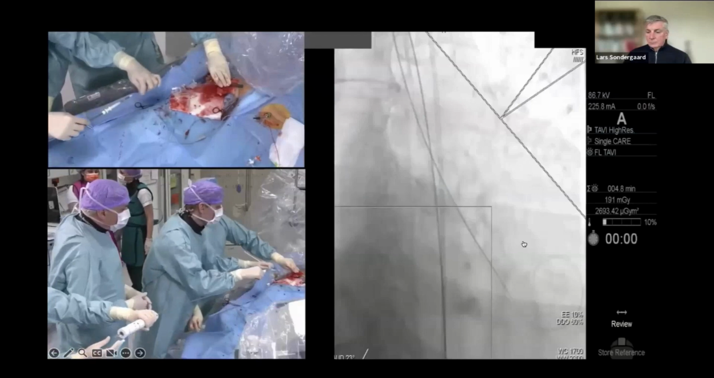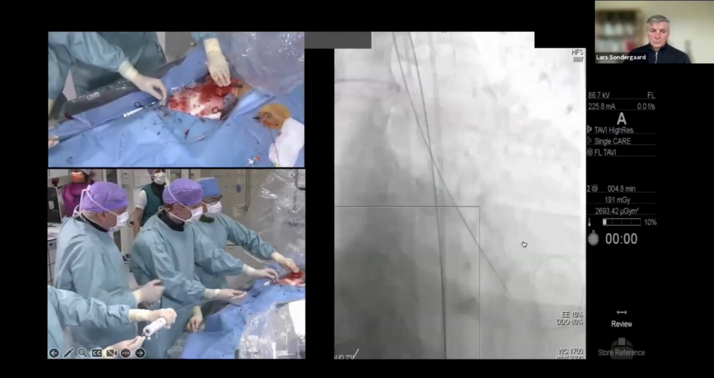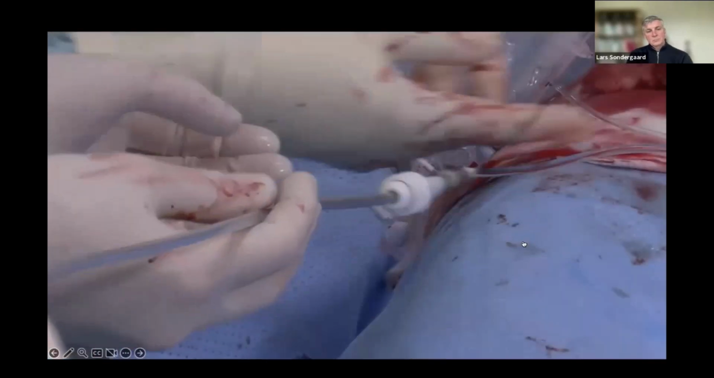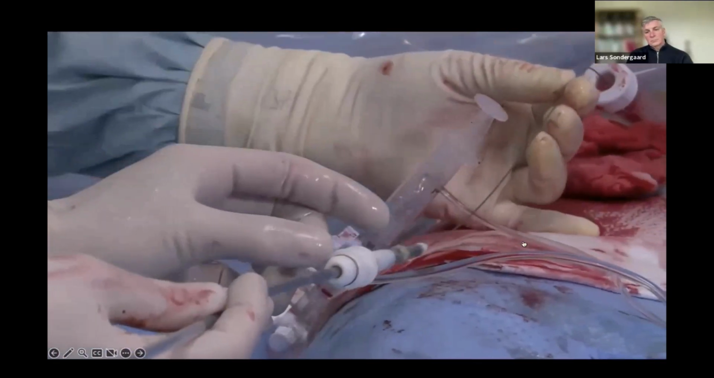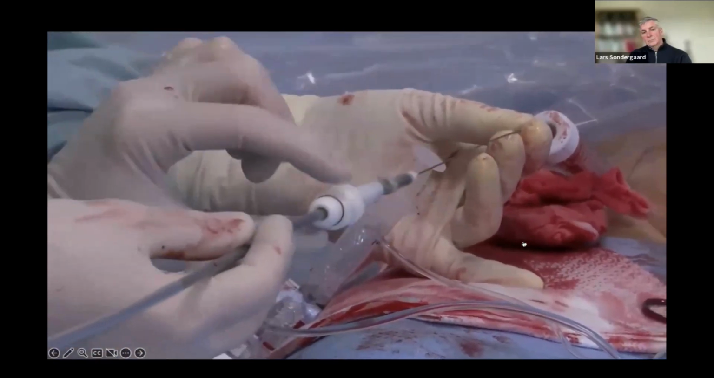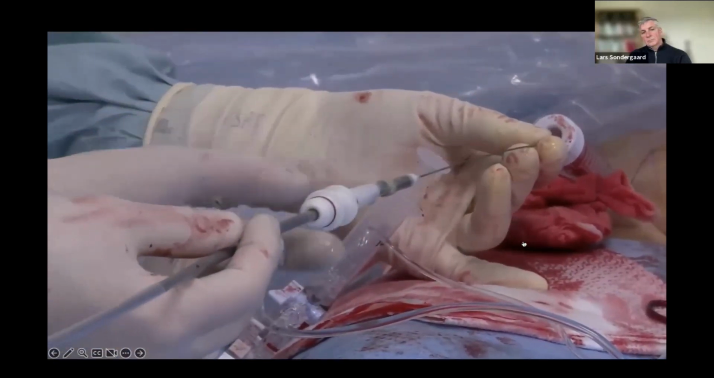So Ole, before you introduce it, maybe we can just ask Martin to zoom in on the tip of the delivery system, and you can explain what we actually see here. This is the small loader. The valve is in here, and that's the nose cone. The stabilizing arches are completely covered. This is the small seal, the outer seal that you see.